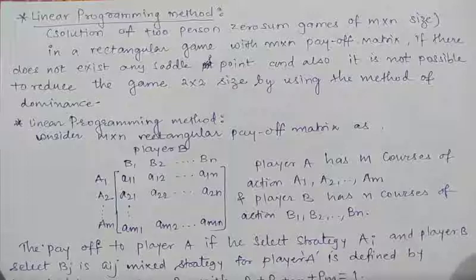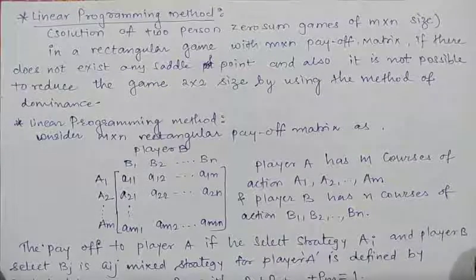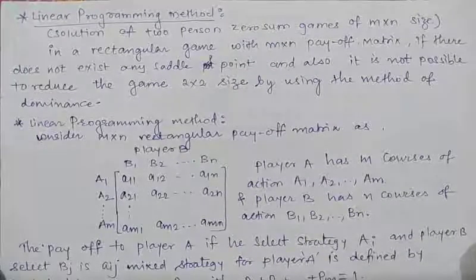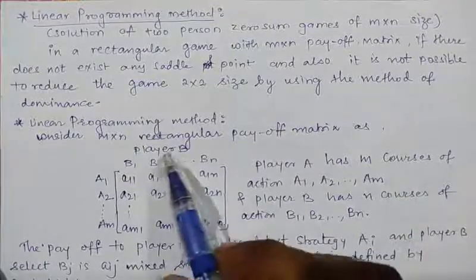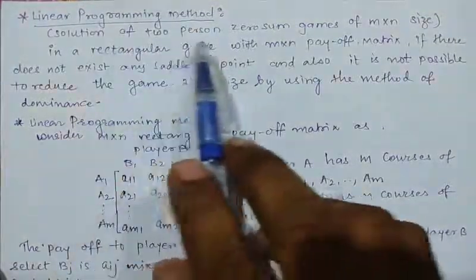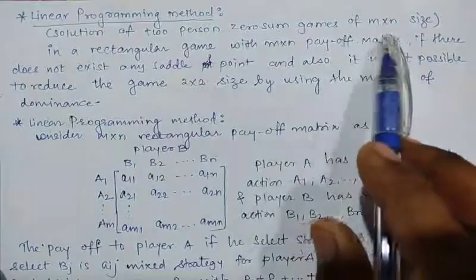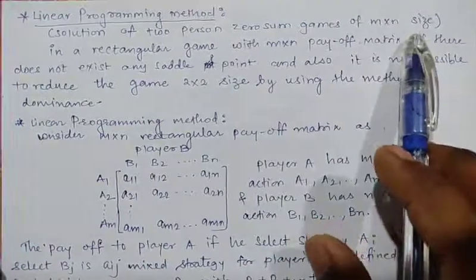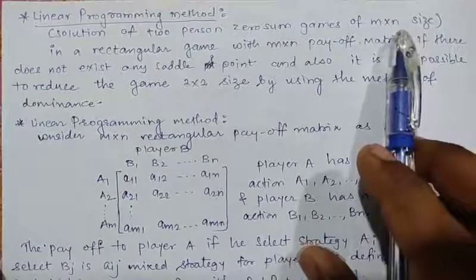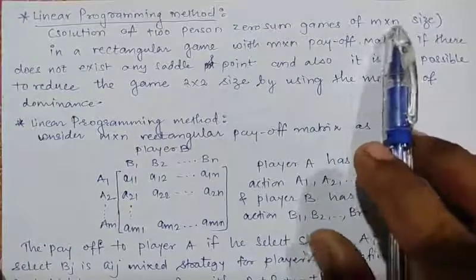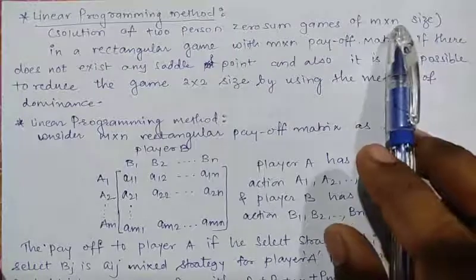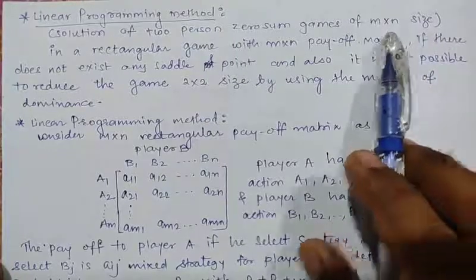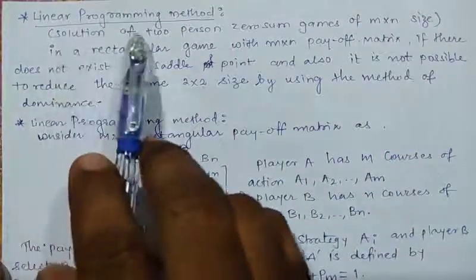Hello students, in this lecture we are going to see the last topic, which is the linear programming model. This model is used only for the solution of two-person zero-sum games of m by n matrices. What does m by n size mean? If the payoff matrix is of size m by n, where m and n are greater than 2, in this case we will use the linear programming method.